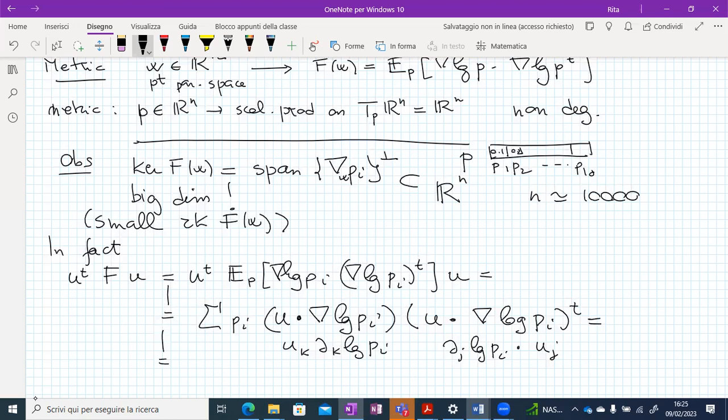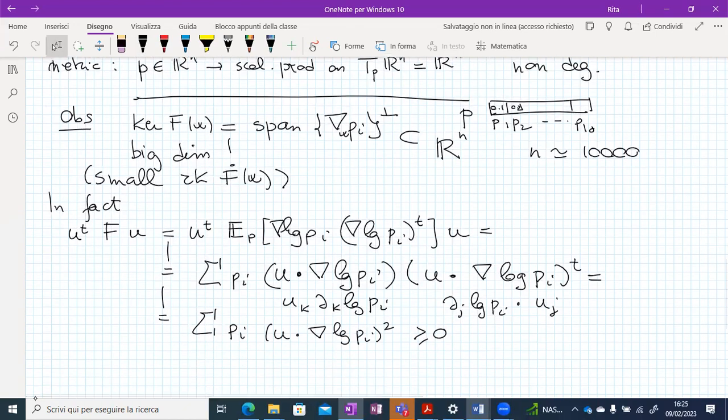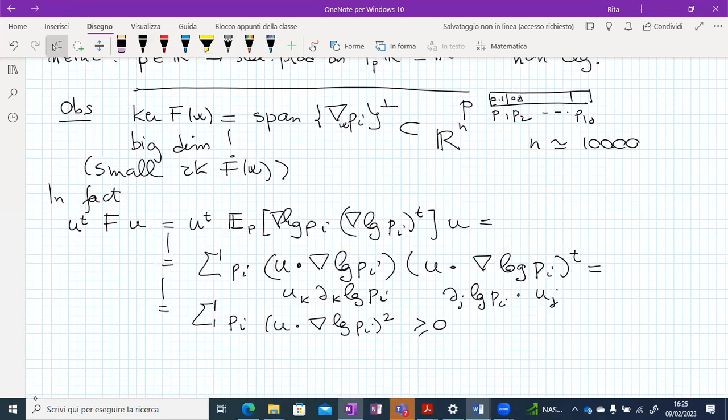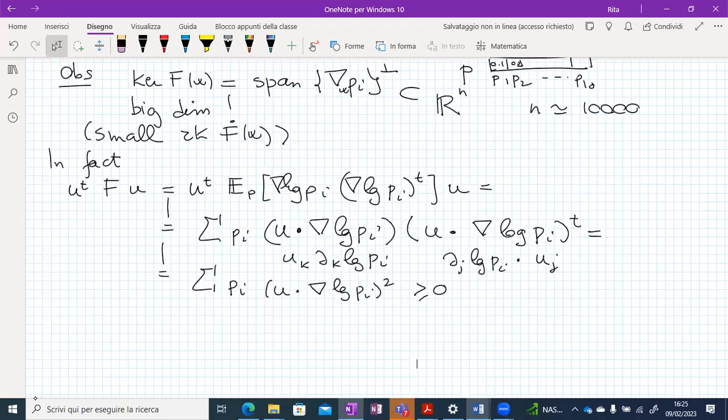So this is the summation of P_i times (u times the gradient of the logarithm of P_i) squared. This quantity is positive or zero. Why? Because the P_i are probabilities, and probability is positive, so you are summing positive quantities. At most perhaps it is zero, but it cannot be negative. Now, this fact will give me almost what I want.